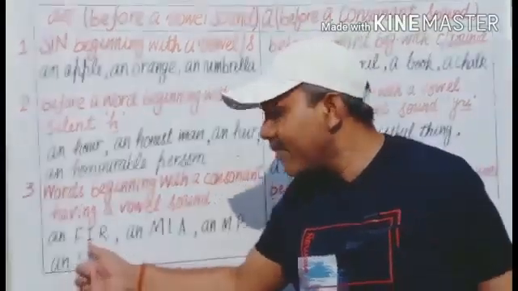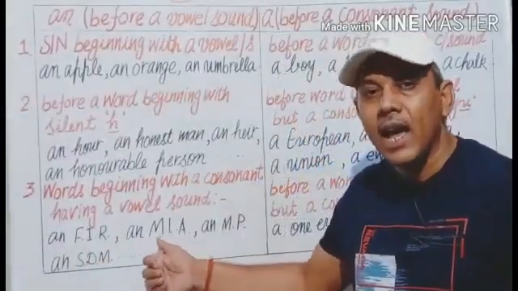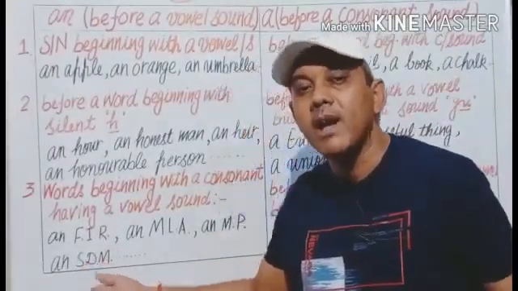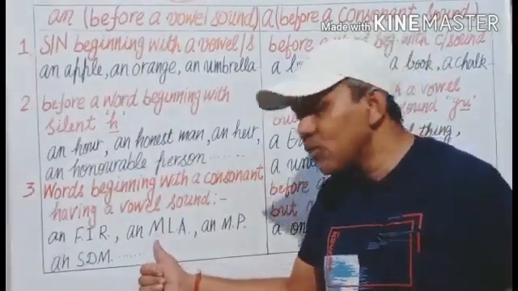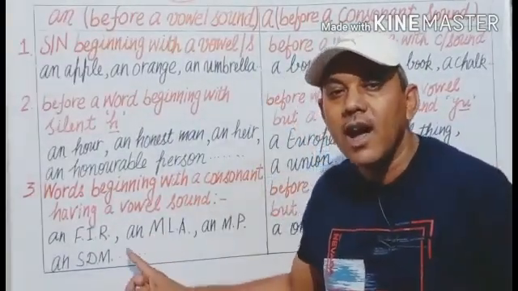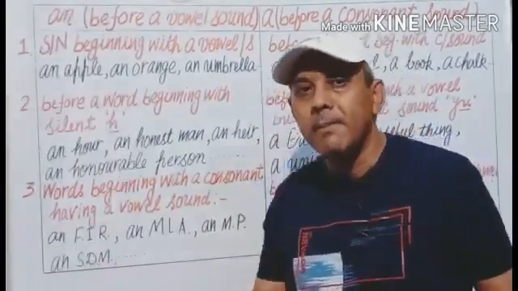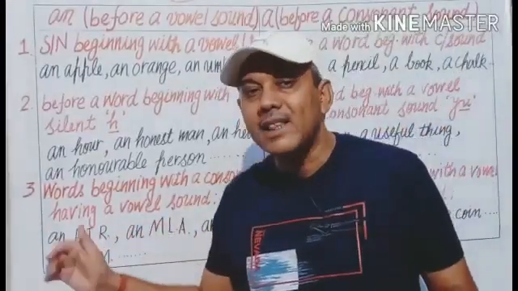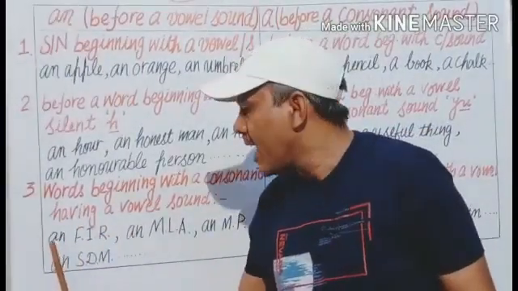For example, FIR, MLA, MP, SDM. In every one, when we pronounce the first letter, M, it starts with a vowel sound, A. Em, MP, and SDM, S. A vowel sound is there at the beginning of these words. That's why we use an before them.